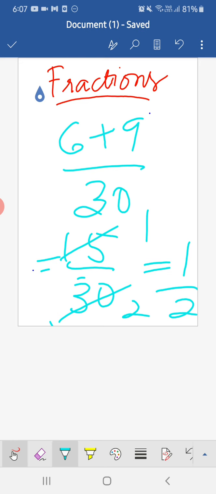This was the way you need to do. Suppose 3 by 2 plus 5 by 6 is given, don't add 3 plus 5 as 8 and 2 plus 6 as 8 again. Just don't do that. When denominators are not equal, you need to make them equal. I have shown the 2 ways how to make them equal.